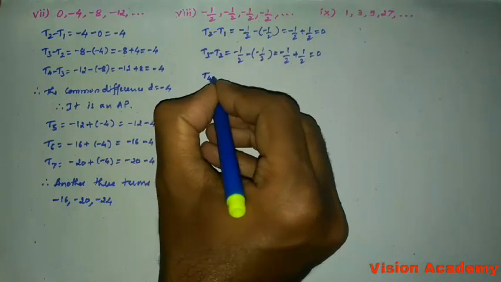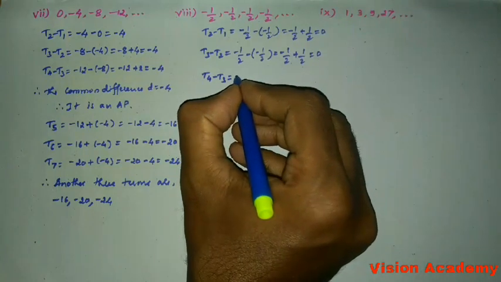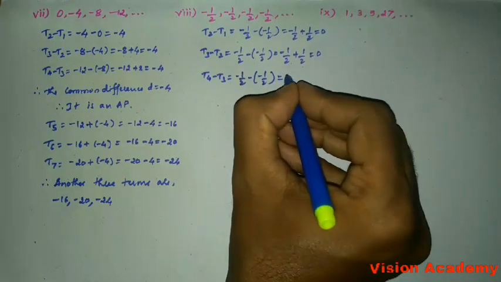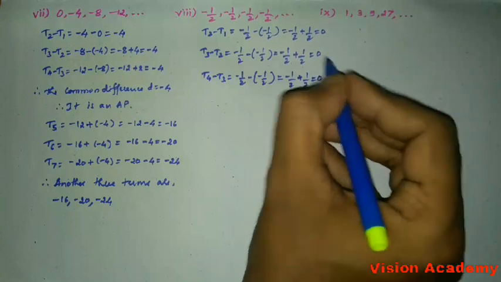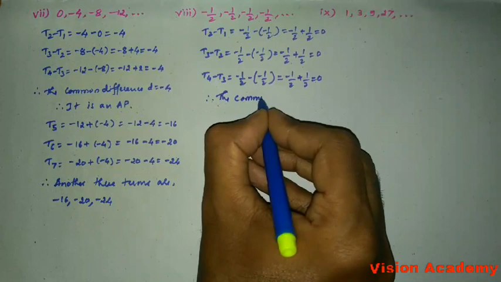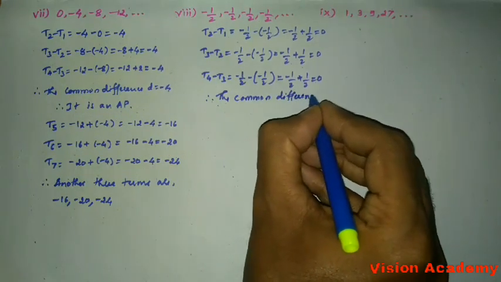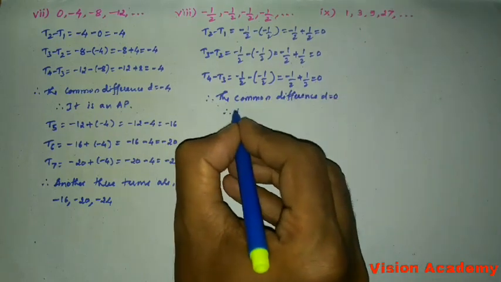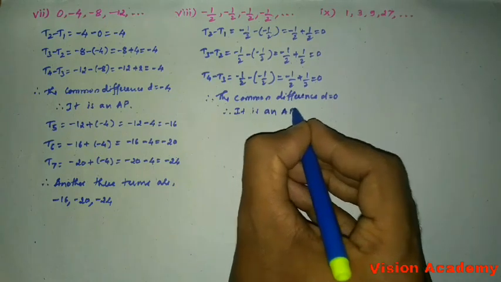Next, T4 minus T3 is equal to minus 1 by 2 minus of minus 1 by 2, which is equal to minus 1 by 2 minus into minus is plus 1 by 2, which is equal to 0. So therefore, the common difference D is equal to 0. Therefore, it is an AP.